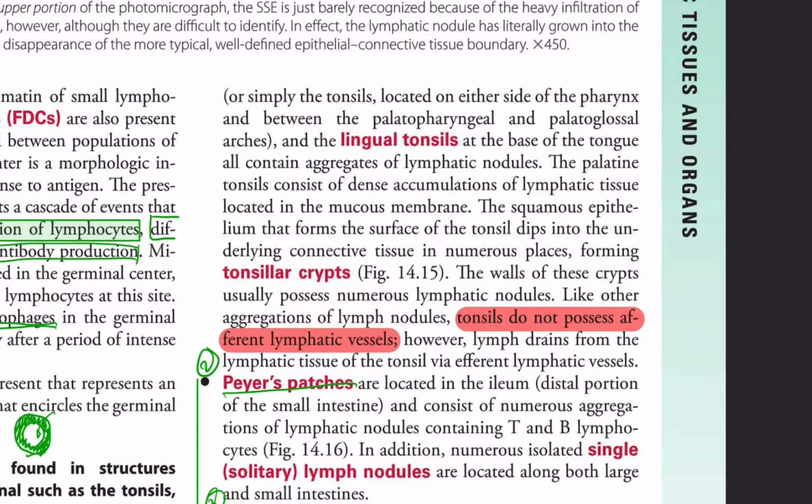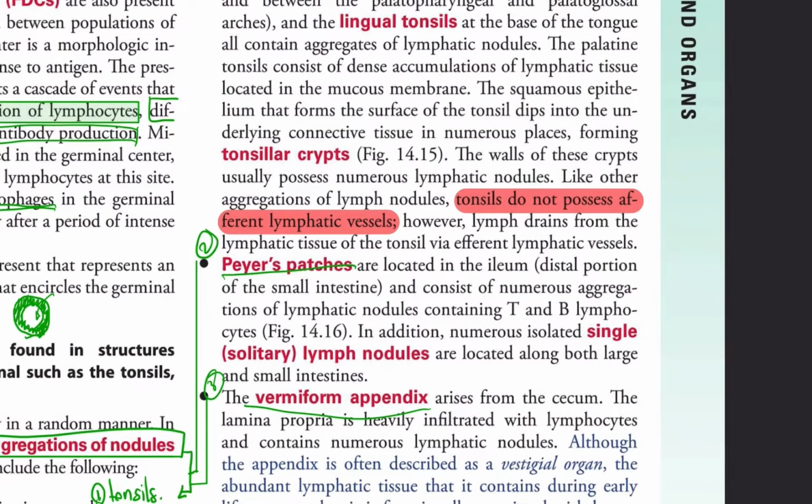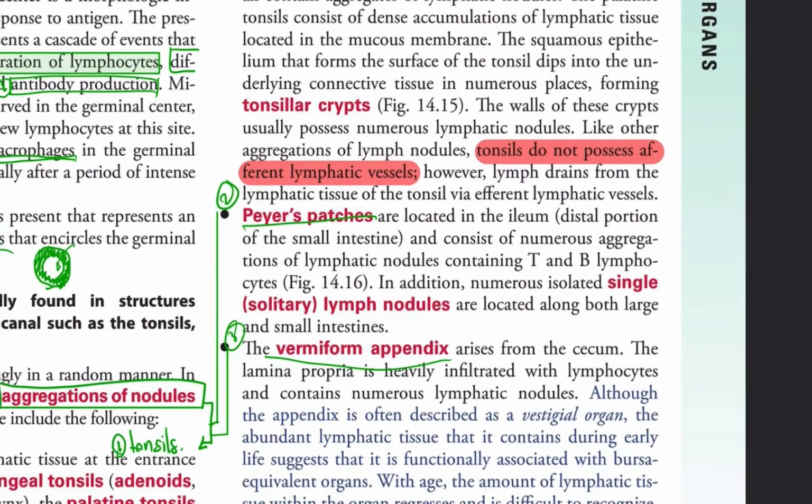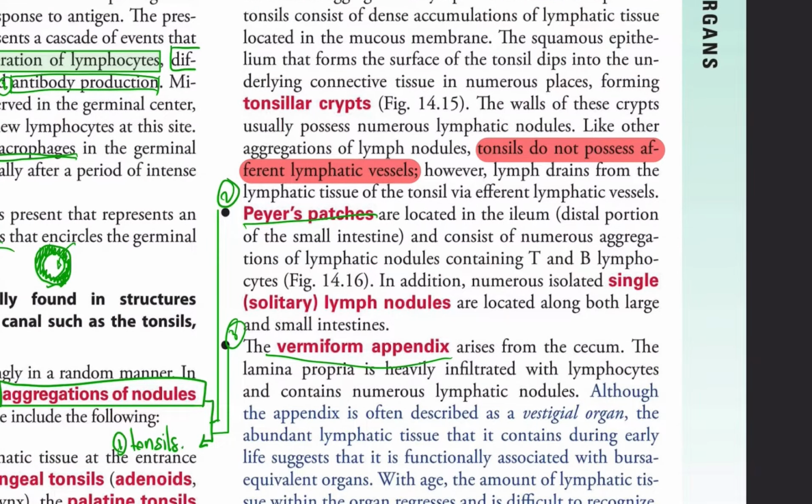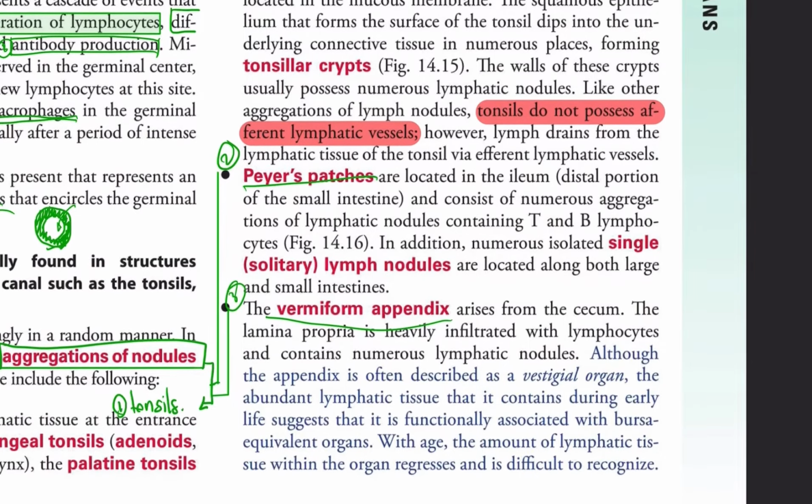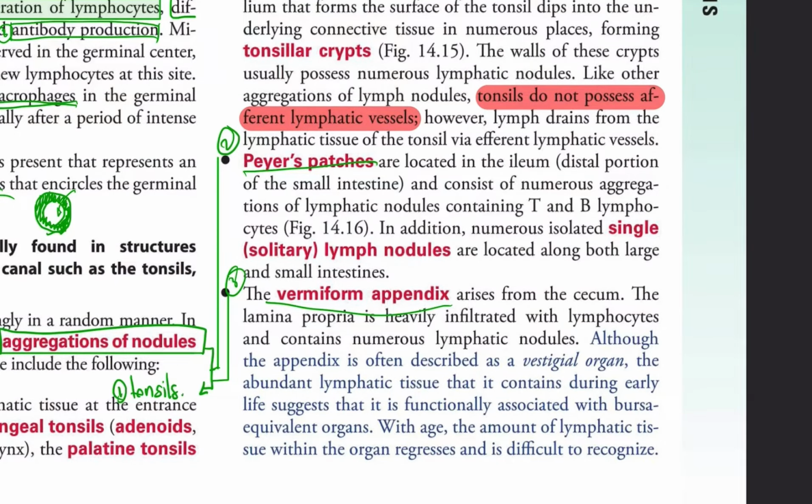Peyer's patches are located in the ileum, the distal part of the small intestine, and consist of numerous aggregations of lymphatic nodules containing T and B lymphocytes. In addition, numerous isolated, single, solitary lymph nodules are located along both the large and small intestines. So we have Peyer's patches in the distal portion of the small intestine, and solitary, single ones dispersed in the small and large intestines.